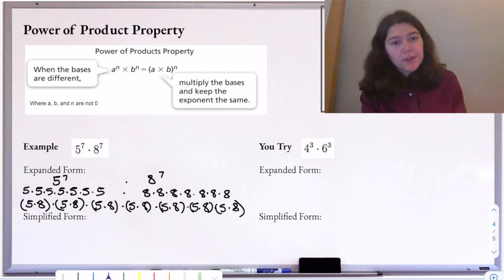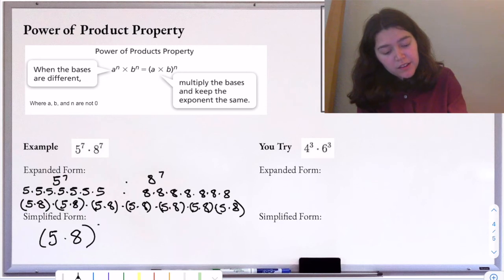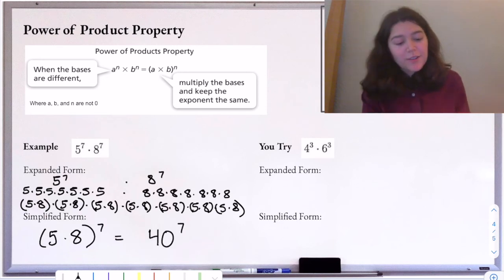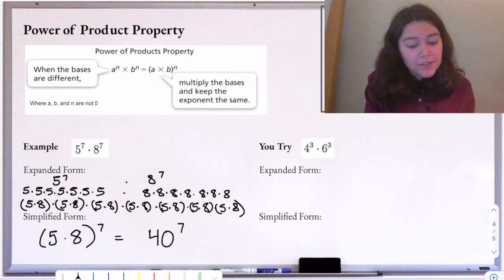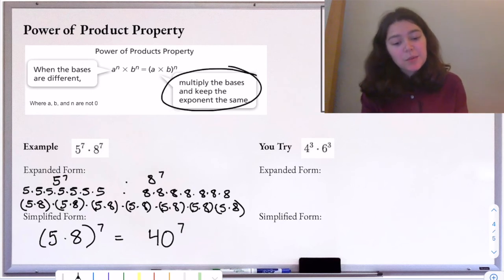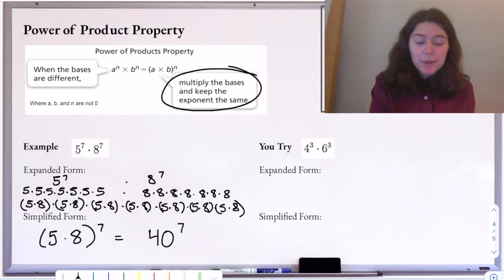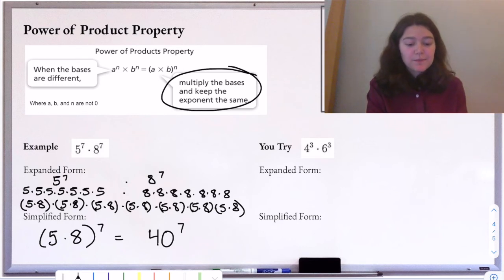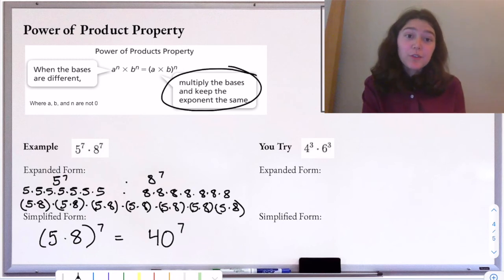Well, what's 5 times 8? 40, right? So I have 5 times 8, 7 times, so that's 40. So I just have 40 multiplied by itself 7 times. Okay, so that is this rule that we're seeing when we have different bases, but the same exponent. We can just multiply the bases together and keep the exponent. So 5 times 8 is 40. We have 7 copies of those, so we have 40 to the power of 7.